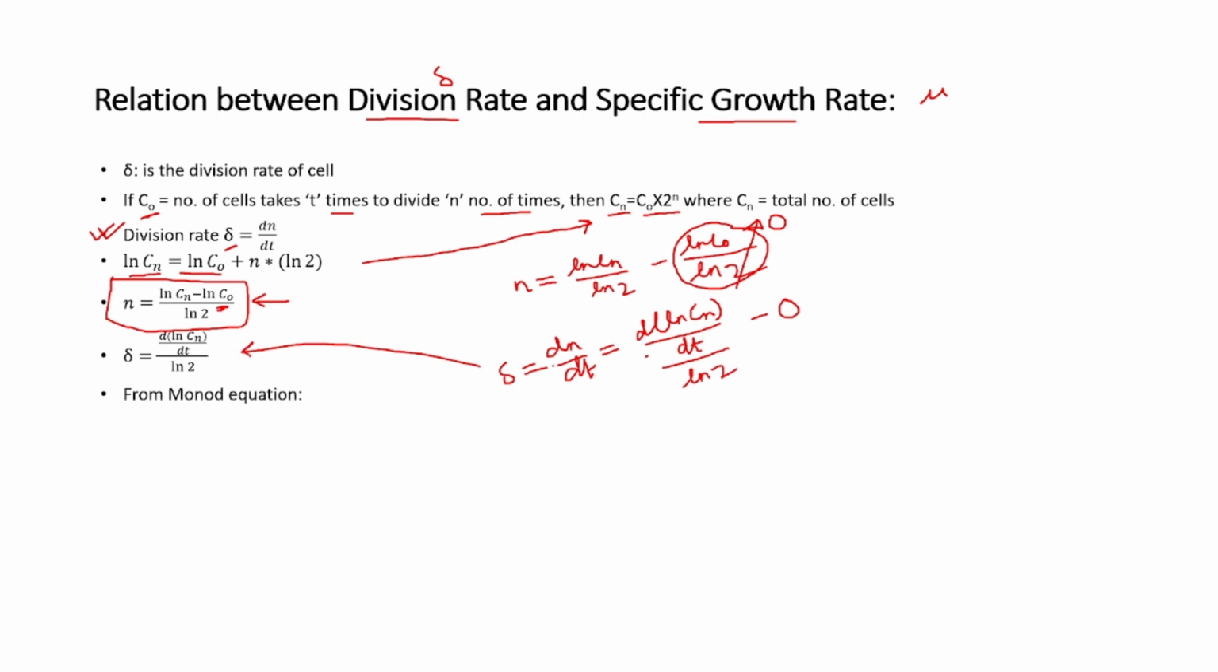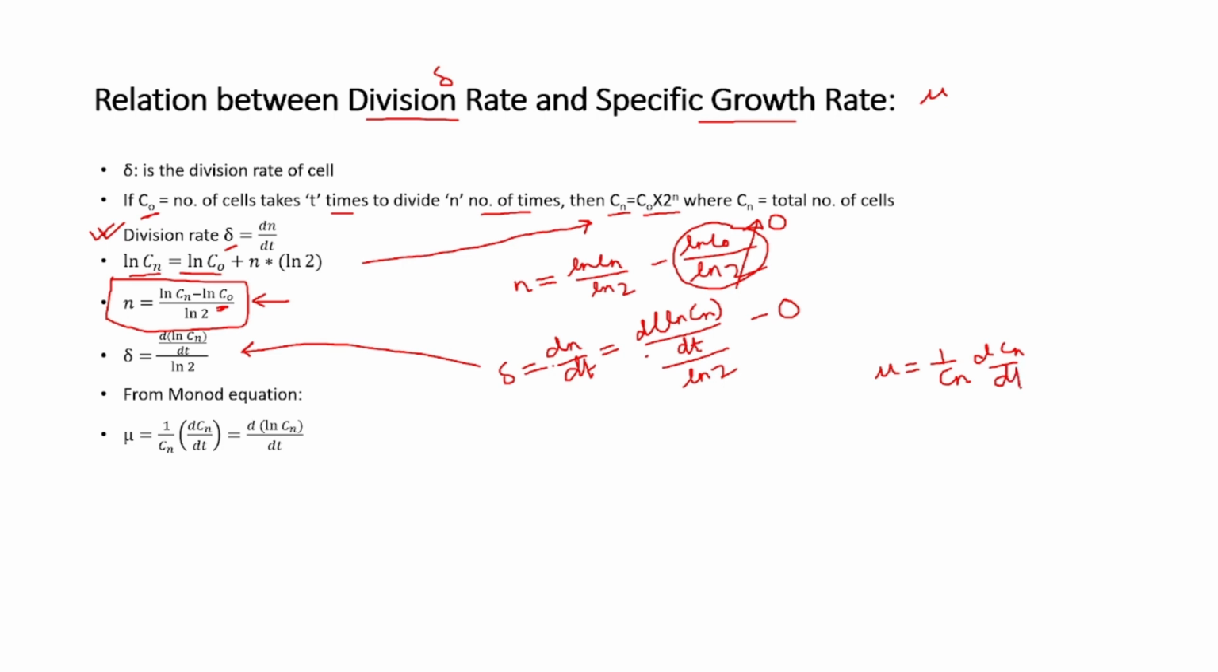Now we have the Monod equation. If you observe the Monod equation, you know that it can be written as 1 by Cn into dC/dt.